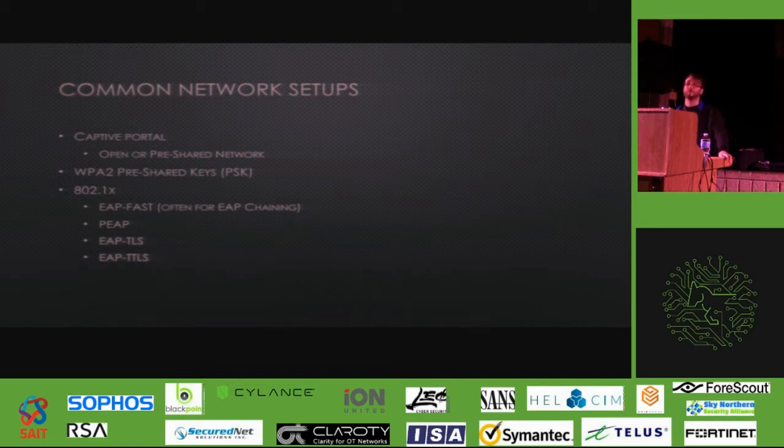So the first one is a captive portal. This might be an open network or one that uses a pre-shared key for encryption. Users are then presented with a captive portal that might ask for domain credentials, other credentials, or just a shared key phrase. And then authentication is done to this web app.